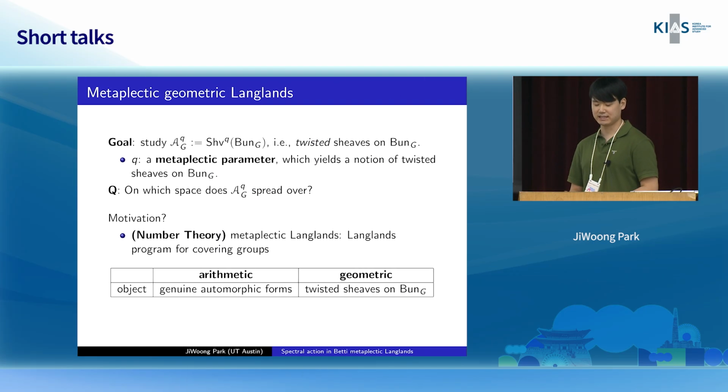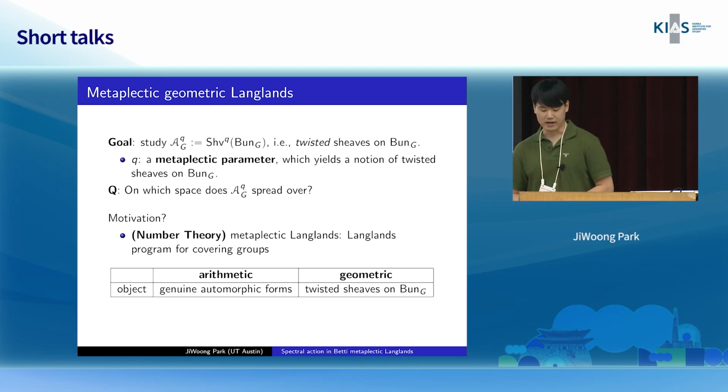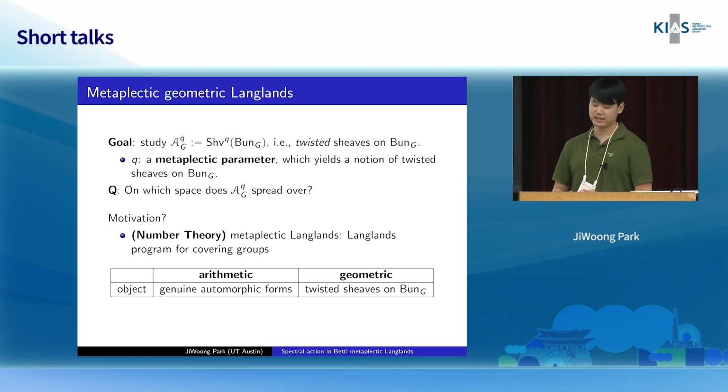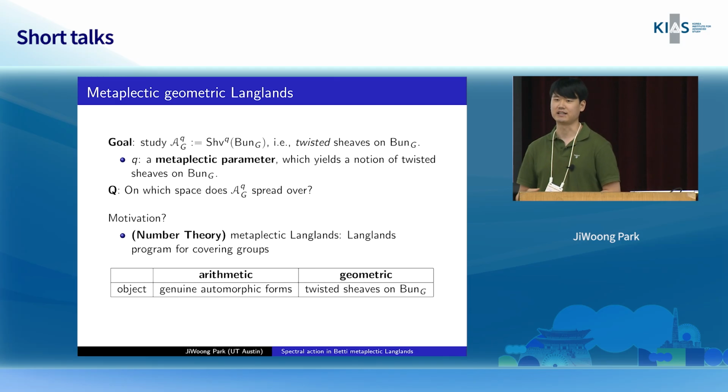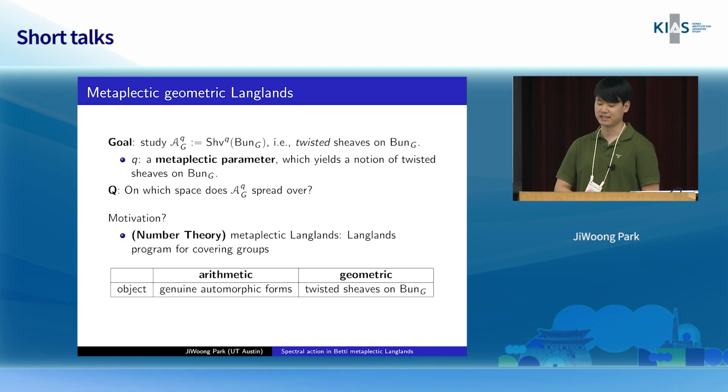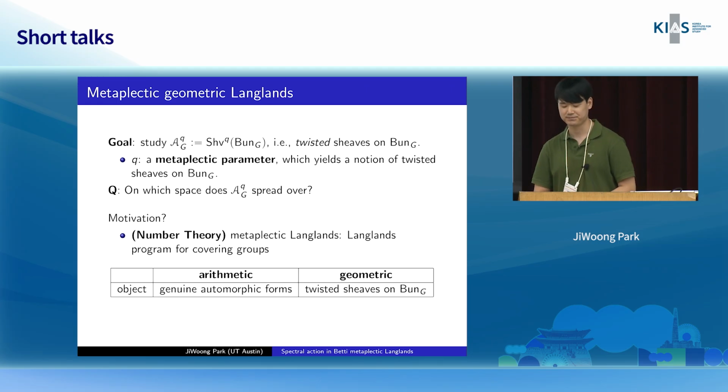Why are we interested in this question? One of the motivations comes from the metaplectic Langlands program, which is the Langlands program for covering groups. In that area, we study the vector space of genuine automorphic forms. And the point is that sheaves on Bun G are a geometric analog of genuine automorphic forms. To convince you of this slogan, let me make a quick digression to twisting constructions.